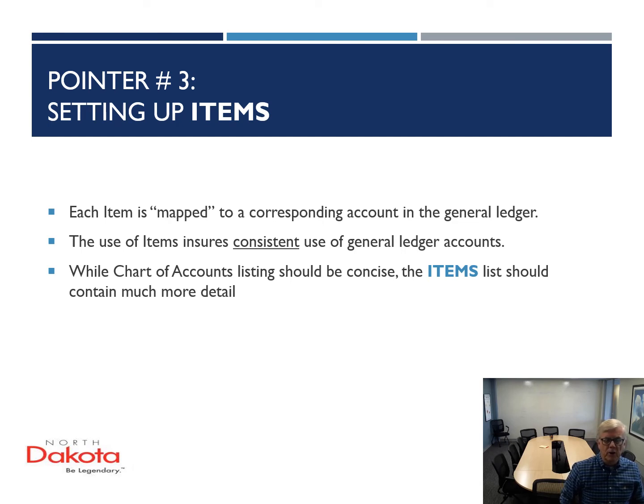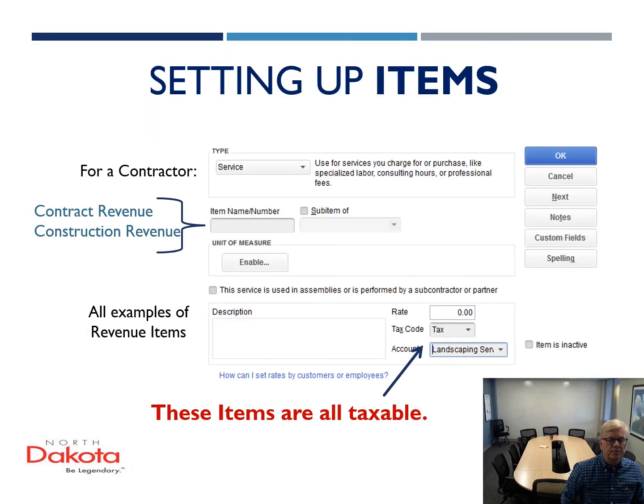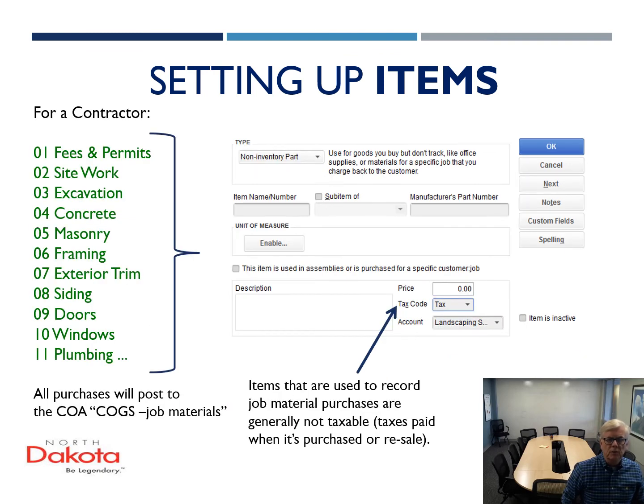A little point here: while the chart of accounts listing should be concise, the items list should contain much more detail. Here you put down contract revenue, construction revenue. You want to put down, is it taxable or not? What general ledger account it's going to go to. So these are some examples of revenue items, and the titles of those.